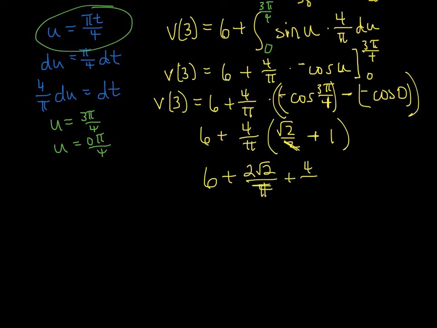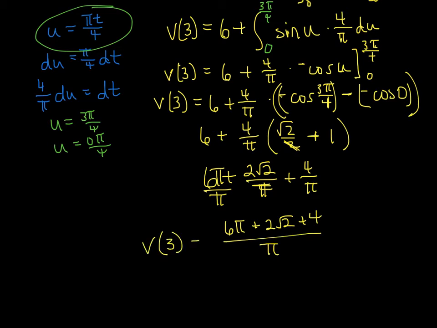Plus, obviously, 4 over pi. And so the last thing I could do is just change this 6 to 6 pi over pi, so they all have a common denominator. And so I would end up with 6 pi plus 2 root 2 plus 4, all over pi. And that is what v of 3 is equal to.